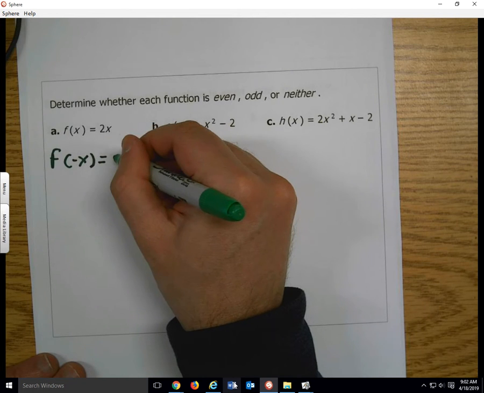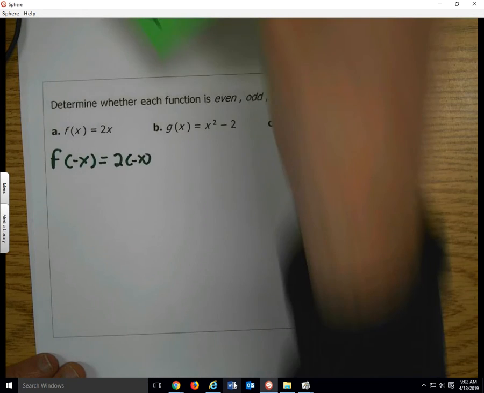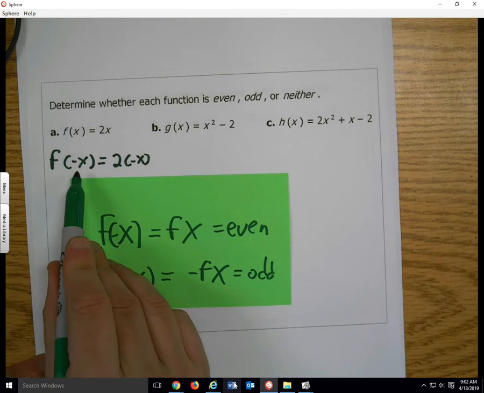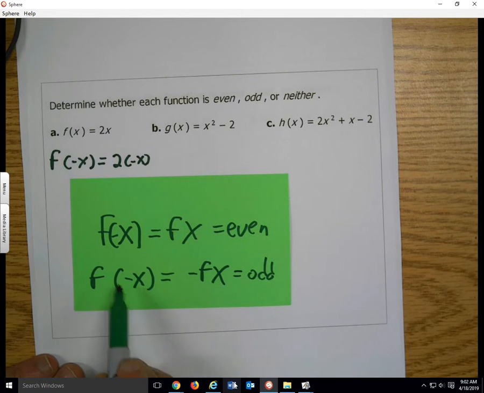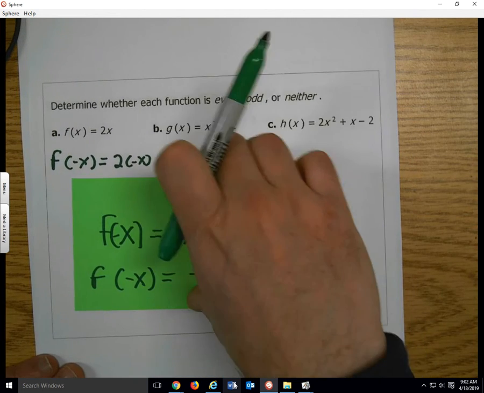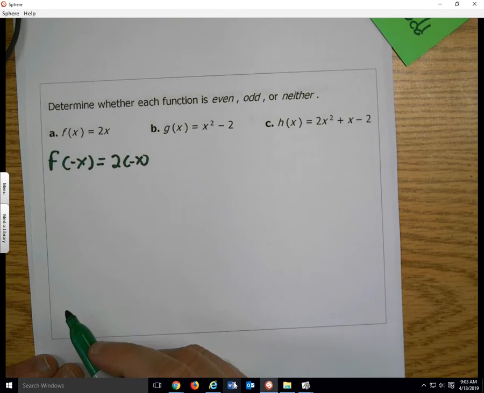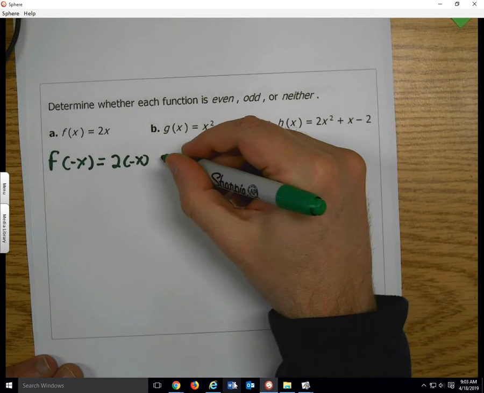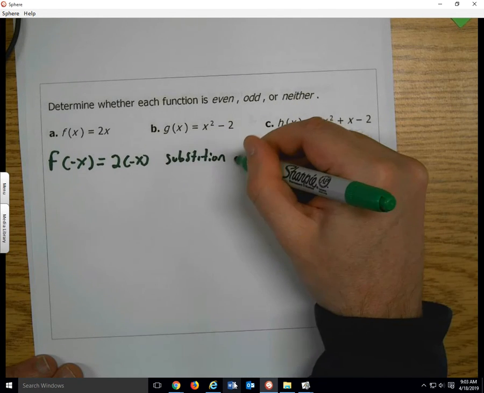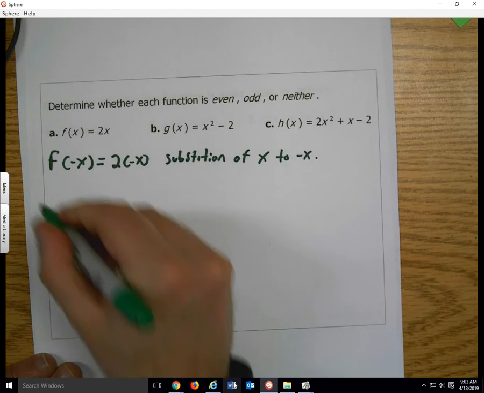So if we do it to one side, we have to do it to the other. The reason we're doing that is to determine if it's even or odd. They both have a negative x, right? An f of negative x, an f of negative x. So we're going to turn this to an f of negative x, but we just have to do it to the other side too. It's essentially multiplying the x by a negative 1 on both sides. Okay, so the first step we did was substitution of x to negative x. That would be step 1.